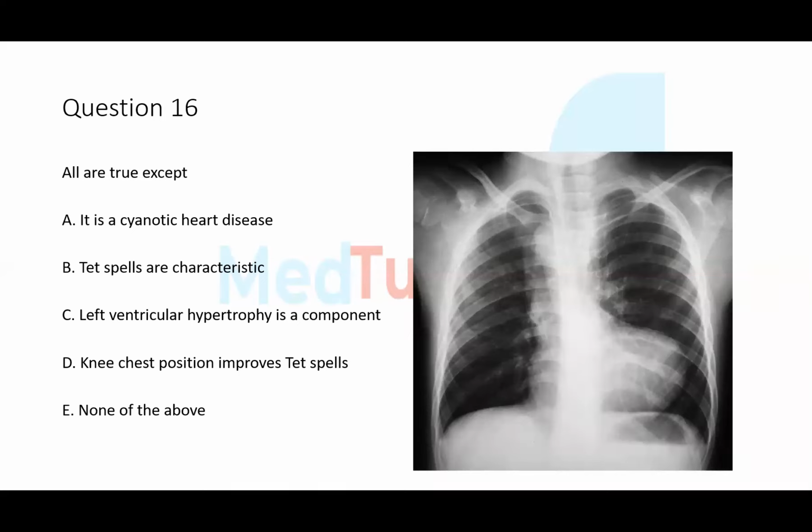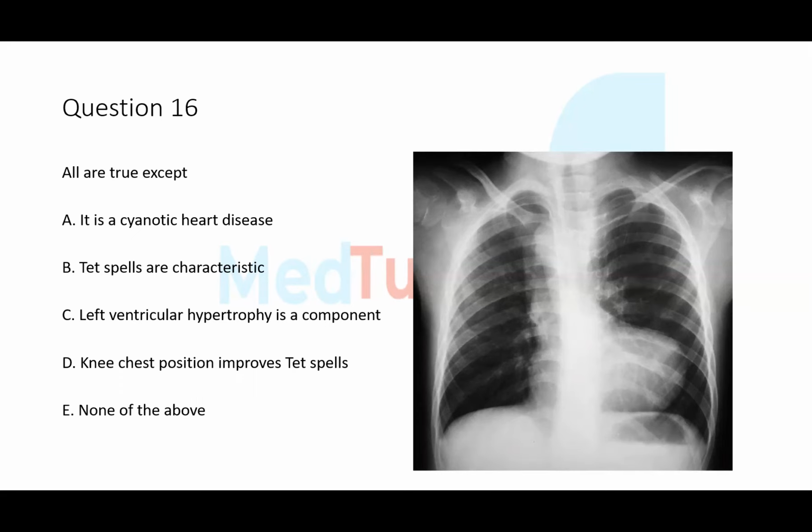So left ventricular hypertrophy is not a component. This one is the wrong option. Knee chest position improves tet spells. Yes, it helps to increase systemic vascular resistance and helps to take more blood back to the lungs. It helps to increase pressure in the systemic circulation to increase blood flow to the lungs, thereby improving oxygenation. So which of the following is not true regarding this condition?